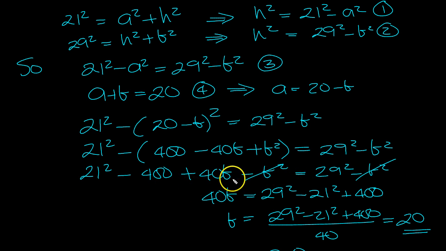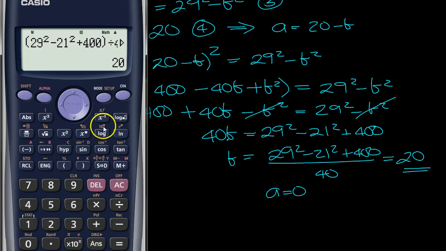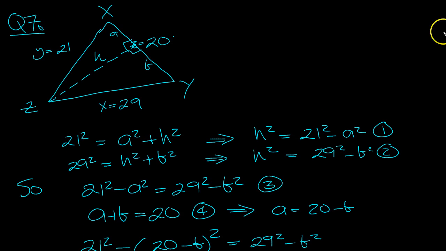So what have we got then? We've got 40B here, equals 29 squared minus 21 squared plus 400, and then we divide by the 40. So that looks good. So I'm going to check my calculations now. 29 squared minus 21 squared plus 400 divided by 40 equals 20. Okay, B is 20. So A would be 0.